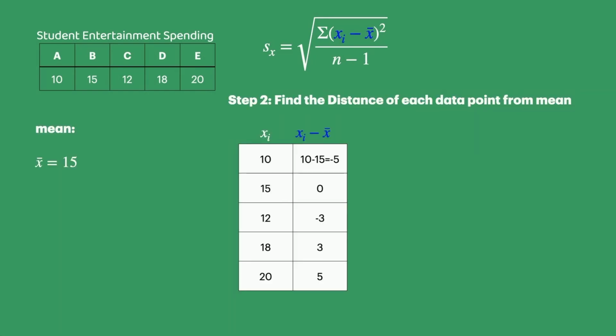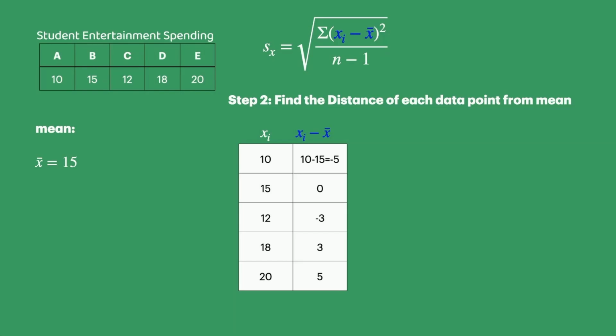Step 2 is to find the distance from each individual data point. So student A, student B, student C, student D, and E, how far away from that X bar are they? So we're just going to take their value and subtract X bar. That's now what's highlighted in blue. So I can take that for each of the students. So 10 is -5 away from 15. So we find all of those, and that is our xi minus X bar.